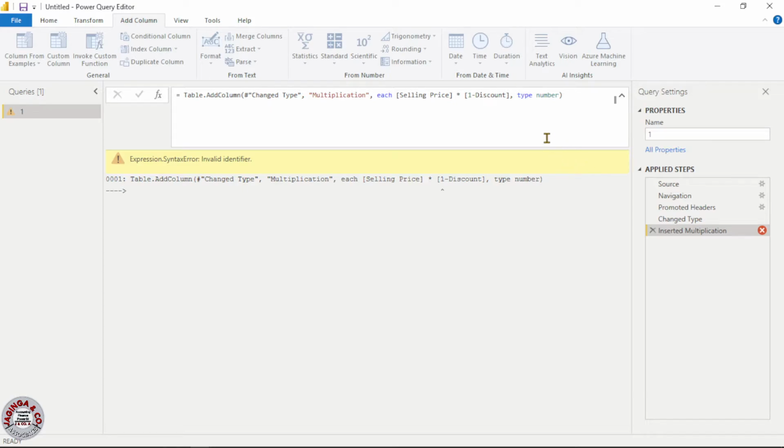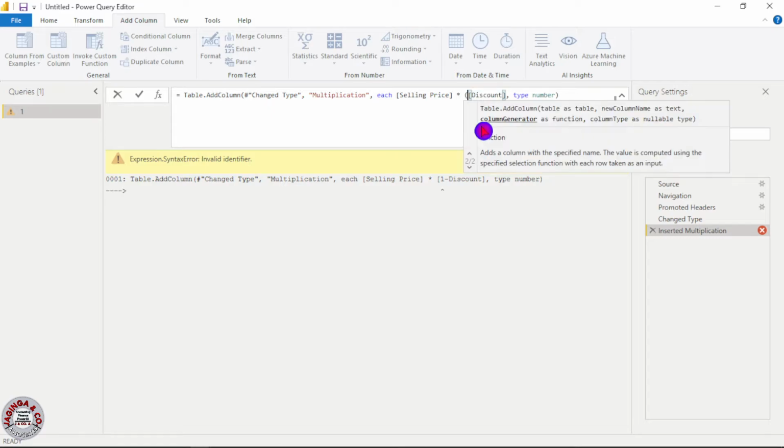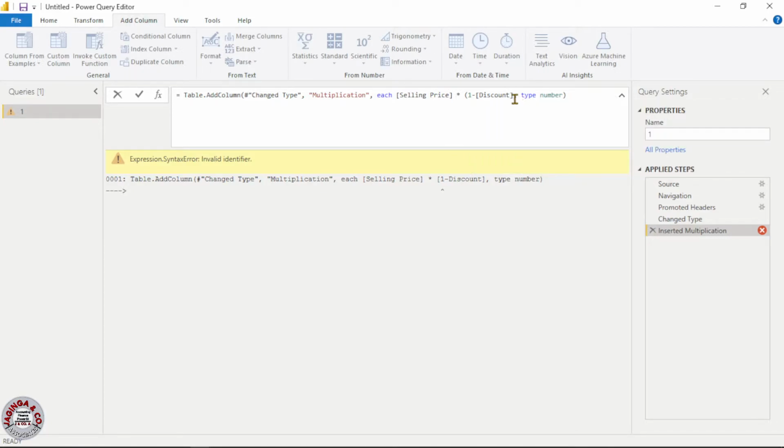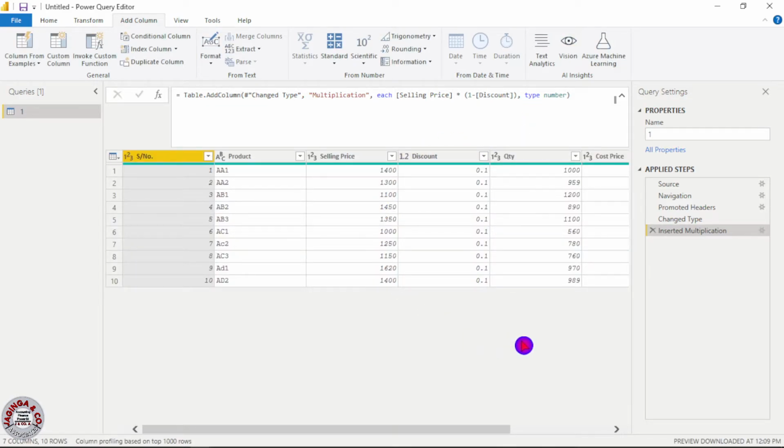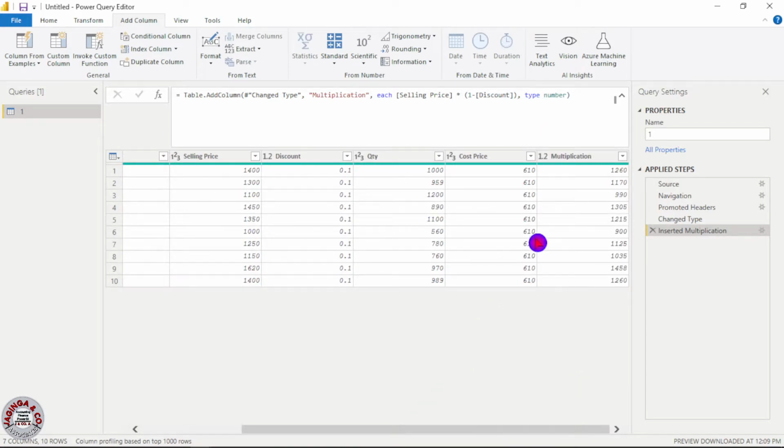Then you can see we have an error. So let me remove the 1 from inside those brackets. We need to put it outside. So what I will do here, we write a bracket, then 1 minus discount, then I will put another bracket here. Then enter. So now we don't have an error. So we have the correct net selling price.